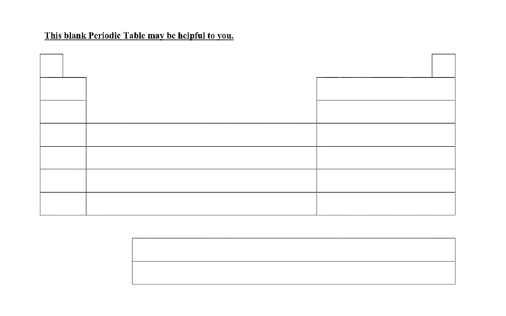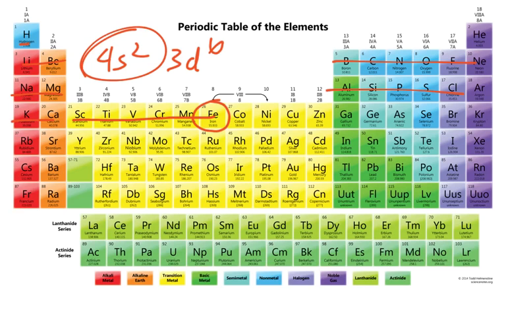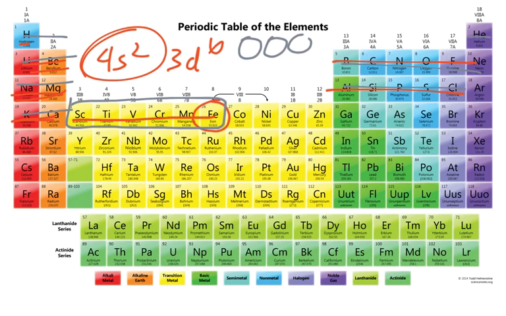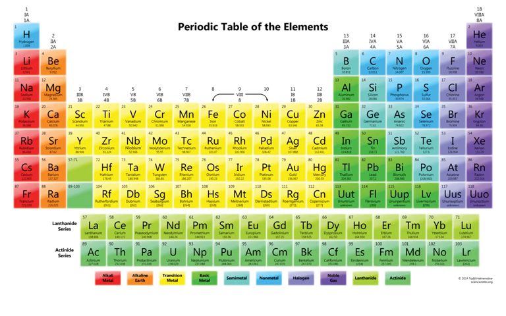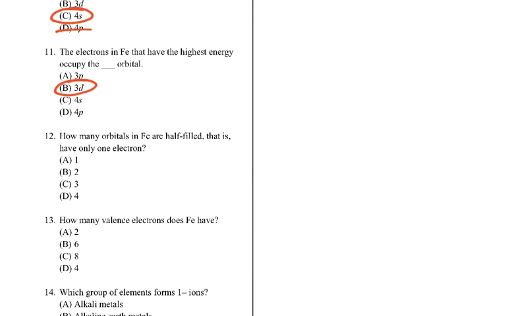Well, let's go back and look here. Everybody up to here, all this stuff here, has all been filled, so that's not it. It's just these d's, and we have 1, 2, 3, 4, 5, 6 in the d's. So d's come in 5, so we go 1, 2, 3, 4, 5, and 6. That means we have 4 orbitals here that are half filled.